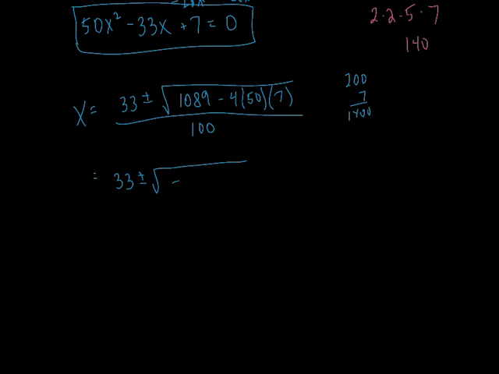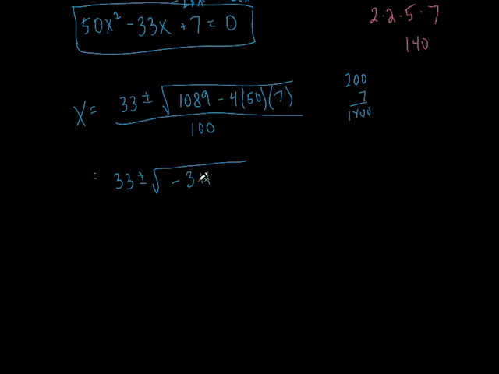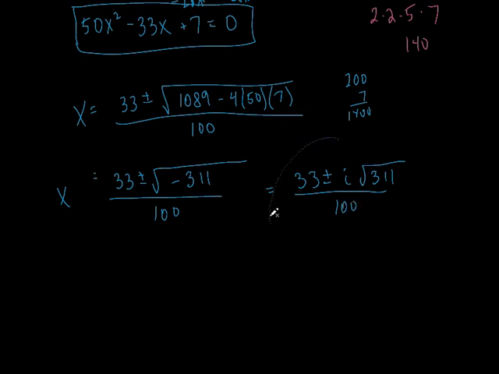So 1089, and that's 1400, which is negative 311. All right, so that's 311 over 100. So that technically is your answer. Actually, I'll write it with an i. So 33 plus or minus, put the i out in front, square root of 311 over 100. That's how I would write the answer.